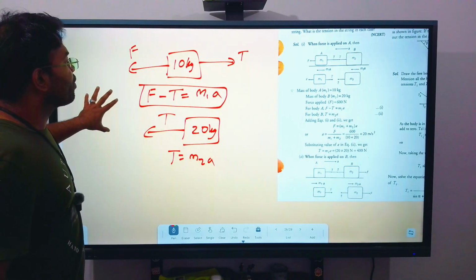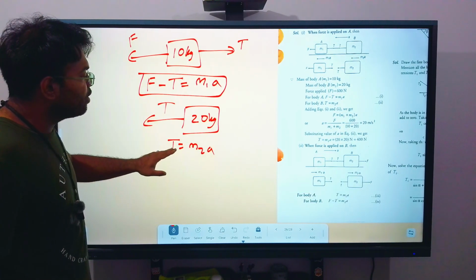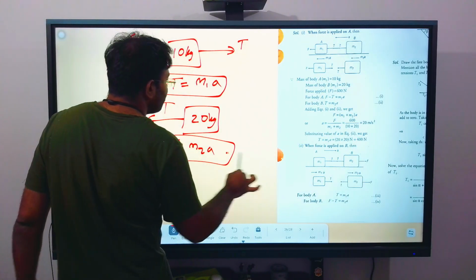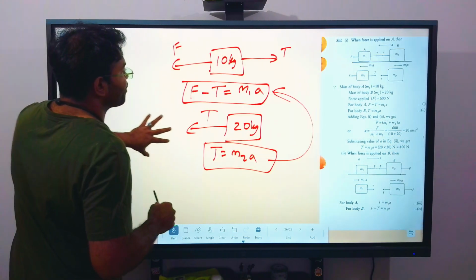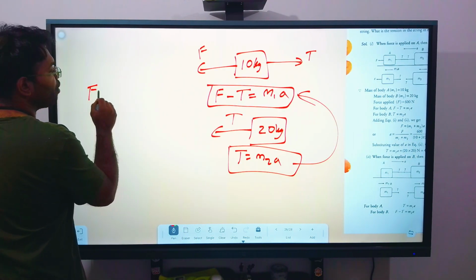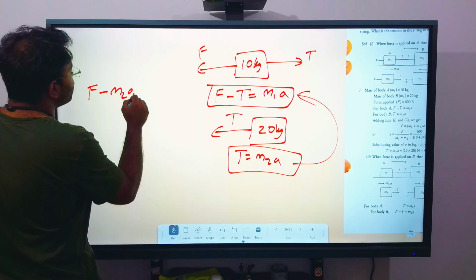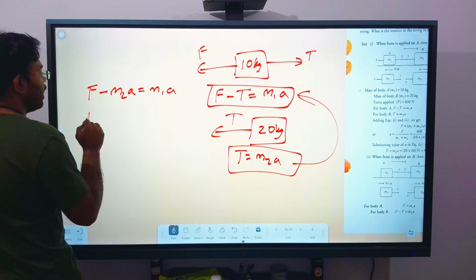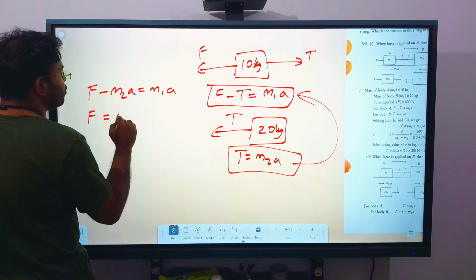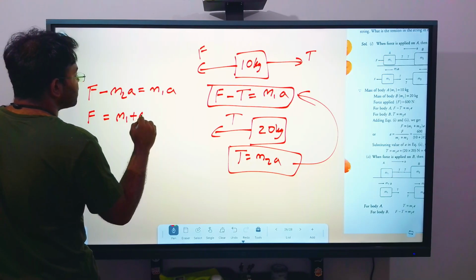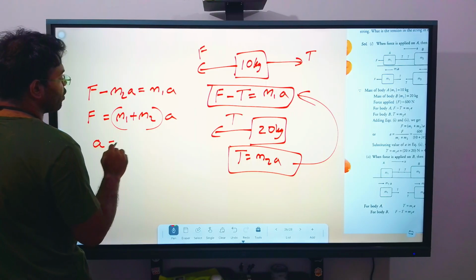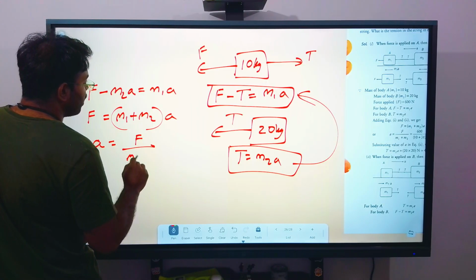So what are we going to do? We are going to put the value of T, that is m2 into a, in the above equation. If we put this in, what do we get? F minus m2 into a is equal to m1 into a. Therefore, F is equal to m1 plus m2 multiplied by a. Therefore, a is equal to F upon m1 plus m2.